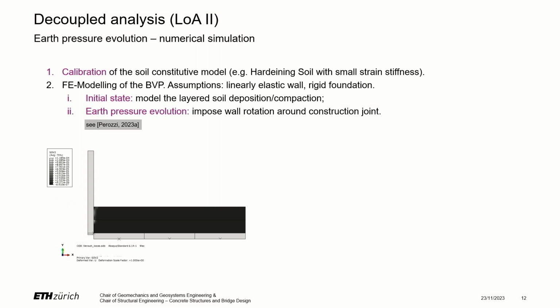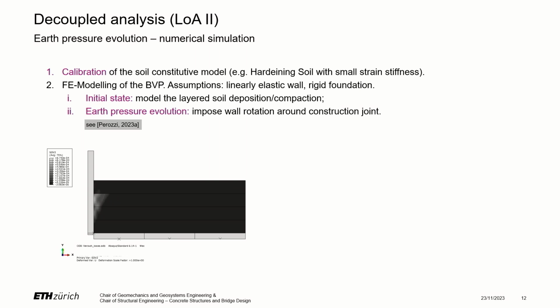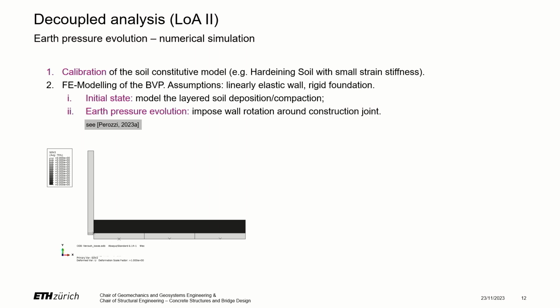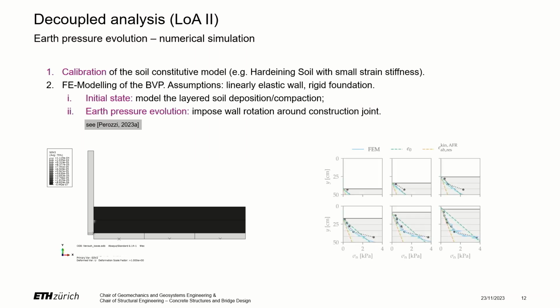Based on the experiments, we could then develop and validate a numerical model, which was based on the soil constitutive model hardening soil with small strain stiffness. We modeled the boundary value problem by assuming a linearly elastic wall and a rigid foundation as in the experiment. We then modeled the initial stress state in the backfill by modeling the layered deposition, as you see here in this animation of each layer, and possibly compacting them. And then we also imposed a wall rotation around the construction joint and measured the resulting moment.